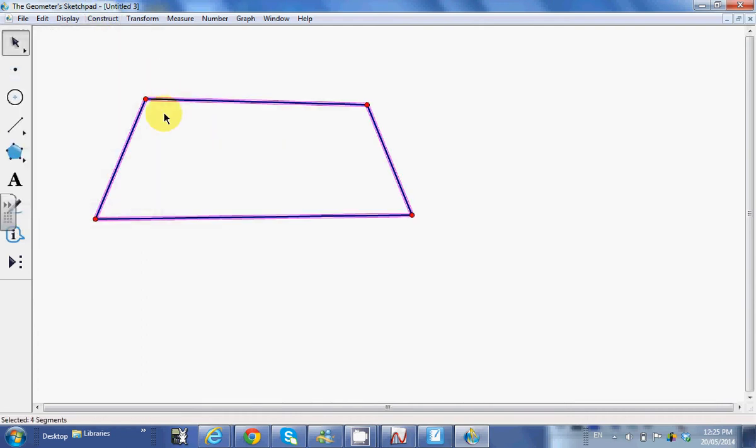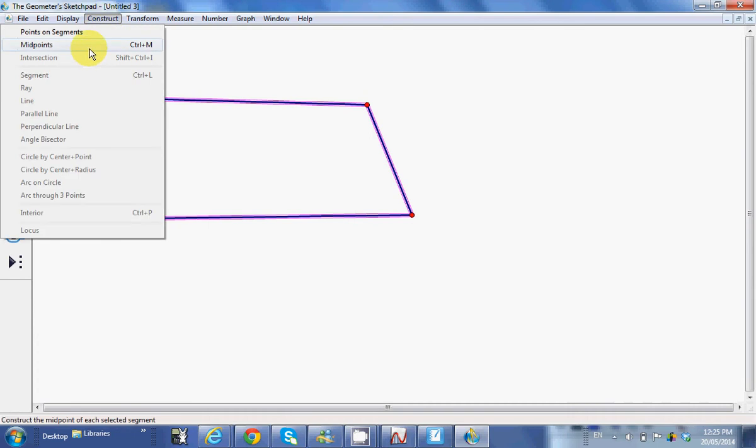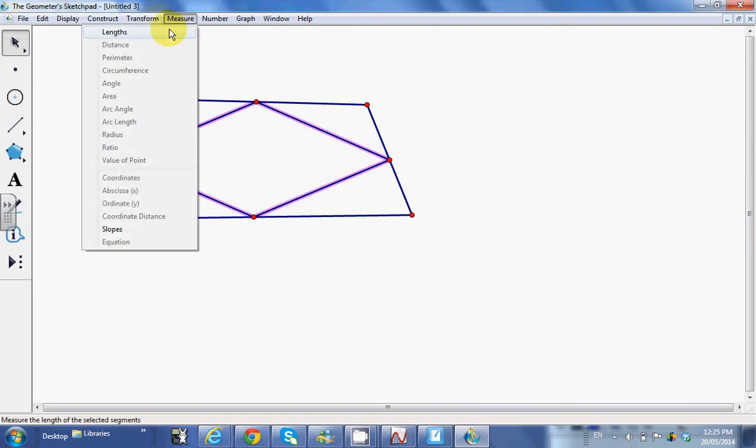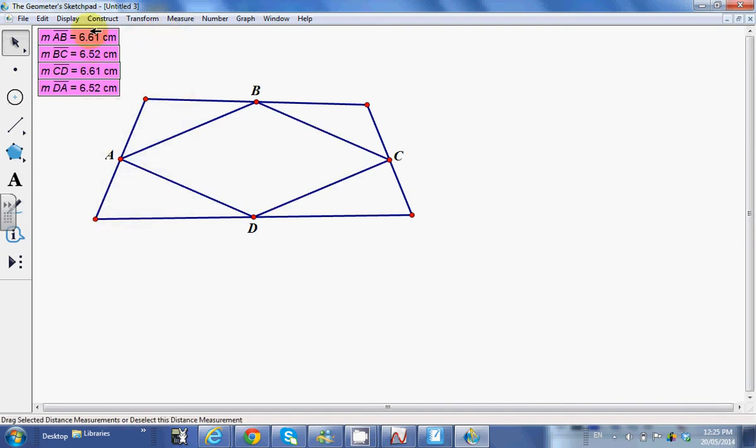They're already highlighted, so I'm just going to say construct the midpoints. And I'm going to try constructing the segments. Great. Okay. Now let's see what sort of shape this thing is. It looks like some sort of diamond shape, or maybe a parallelogram, maybe a rhombus. Let's go ahead and measure their lengths. So it looks like a rhombus.